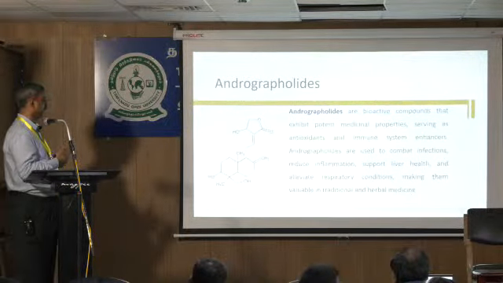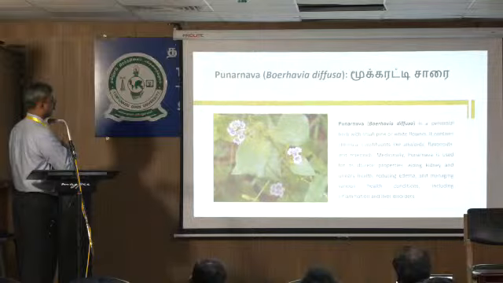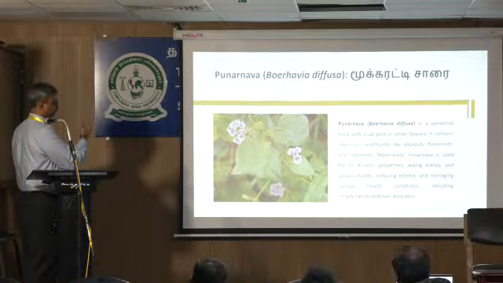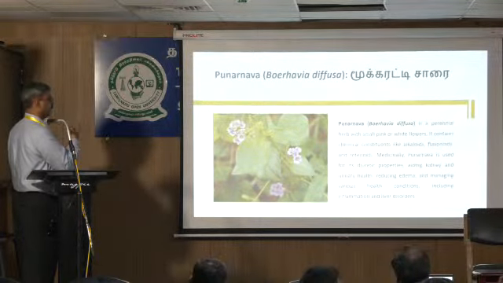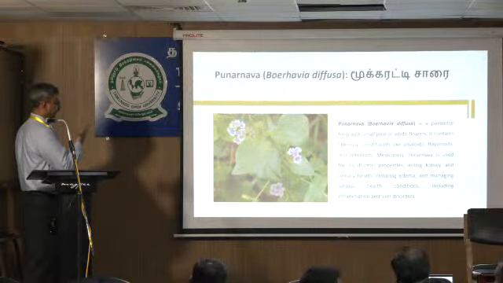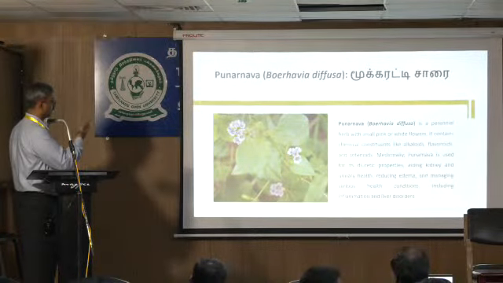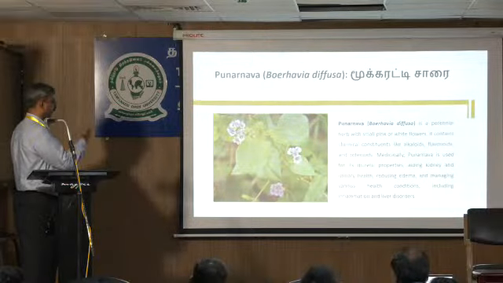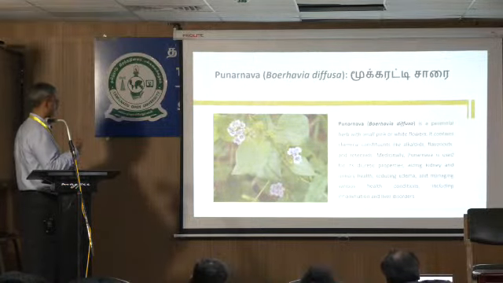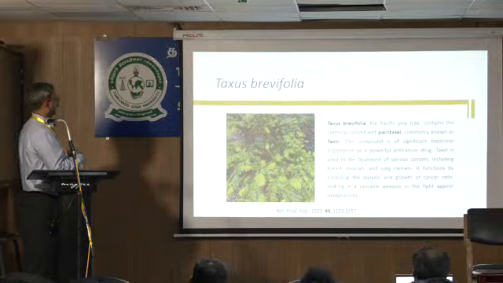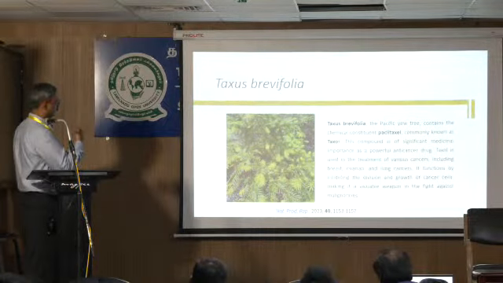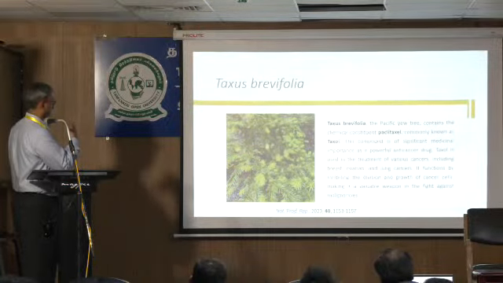The next is Punarnava, which is a perennial herb with small pink and white flowers. It contains chemical constituents like alkaloids, flavonoids and rotenoids, and it is a medicinal plant which is very popular for inflammation and related disorders.